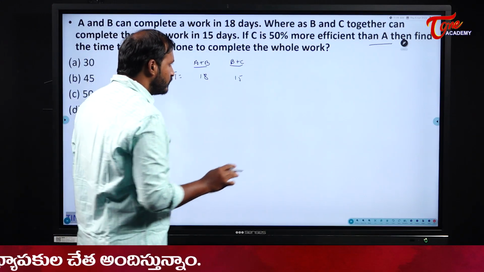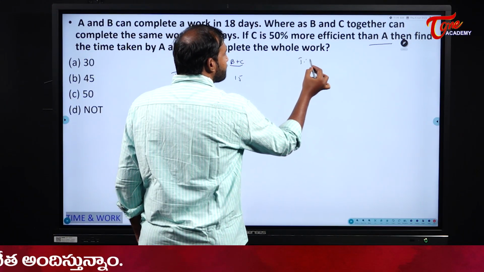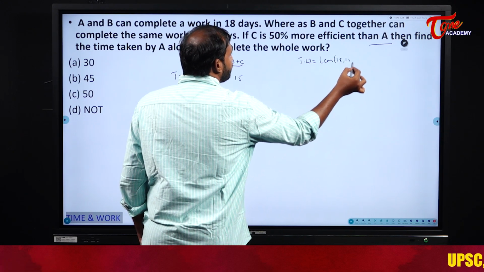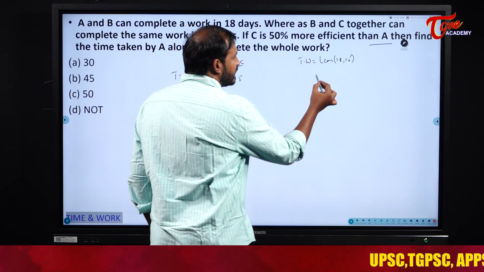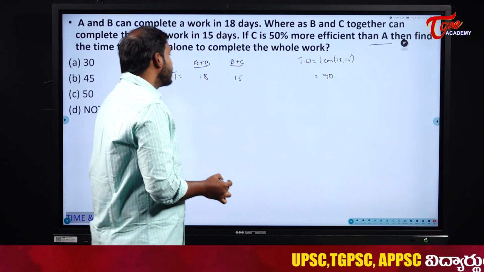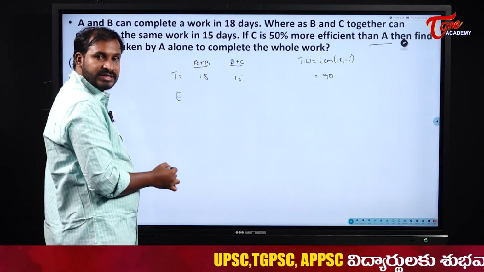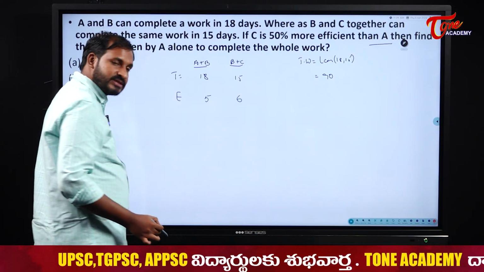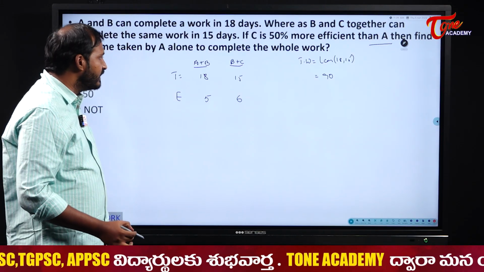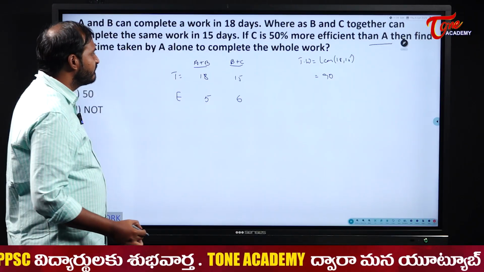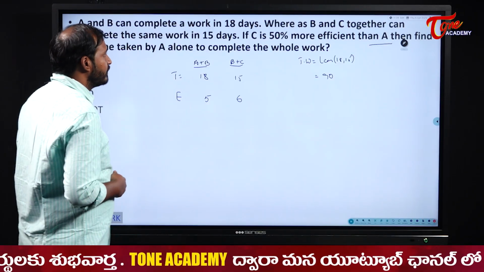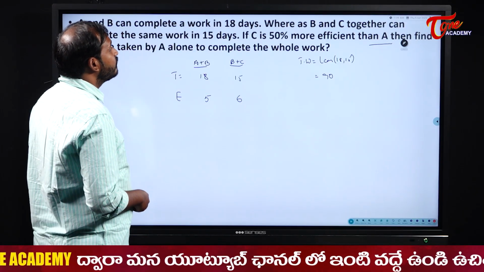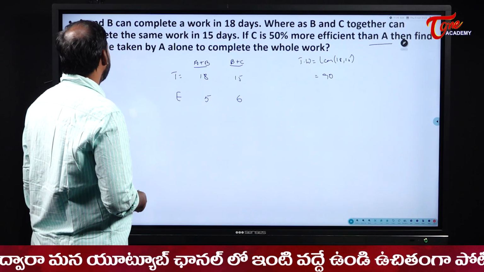What is the total work now? LCM of 18 and 15. What is the LCM of 18 and 15, students? It is 90. So, tell me what their combined efficiencies are. Efficiency of A and B becomes 5. Efficiency of B and C becomes 6. Okay, good, superb.